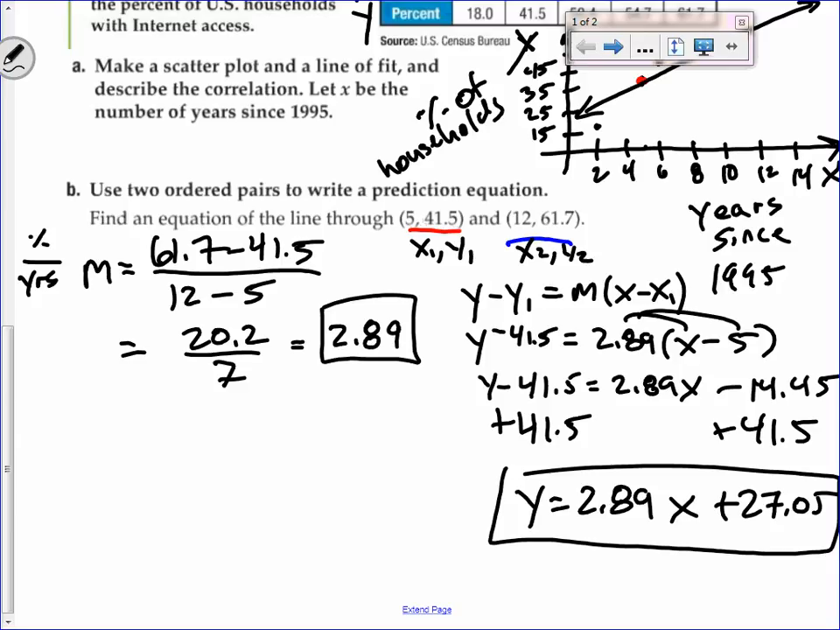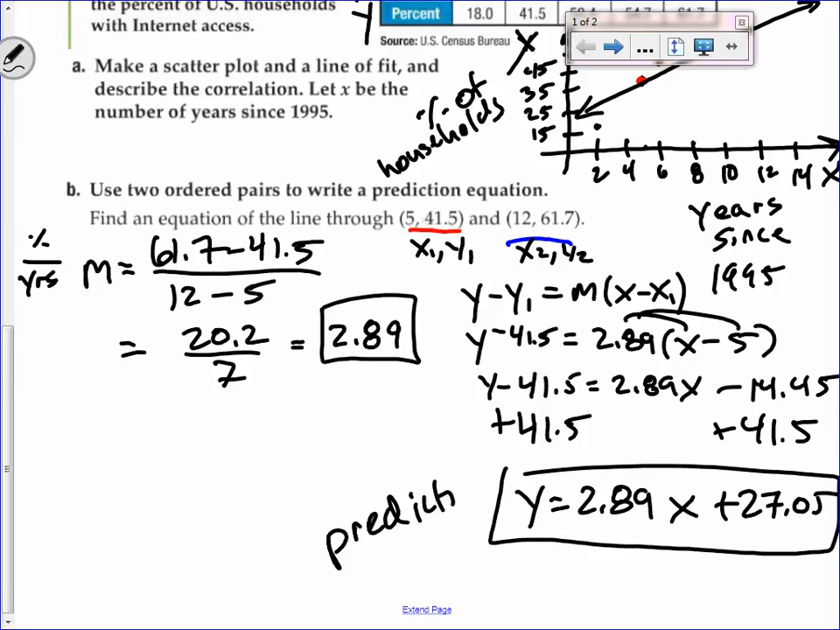Okay, again, to summarize, we picked 2 points that kind of best fit the data. I have a point below and a couple of points above there. We found the slope using these 2 points, and then we wrote the equation of the line using these 2 points. Okay, and that's our prediction equation.